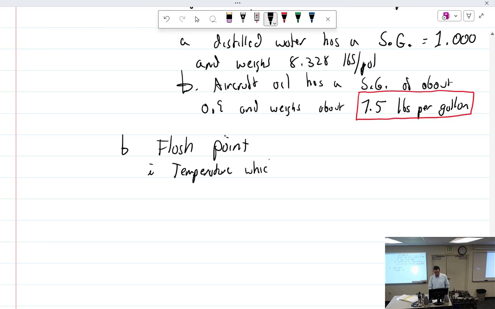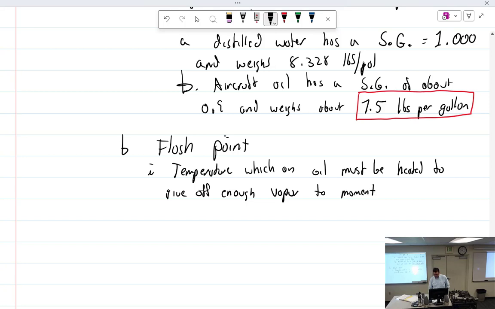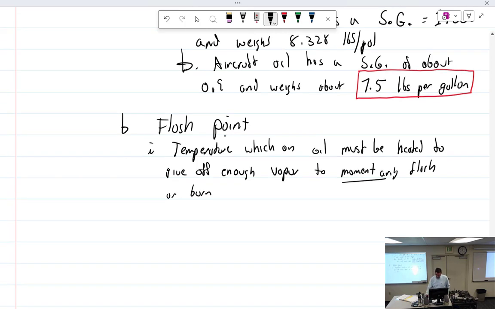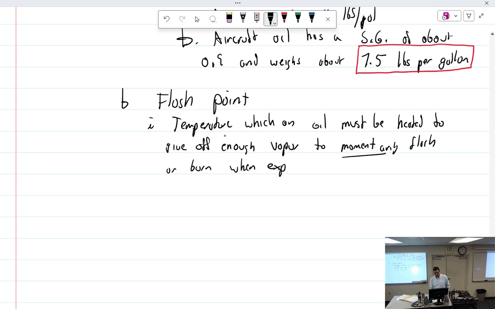Temperature at which an oil must be heated to give off enough vapor to momentarily flash. Momentarily flash or burn. It's both momentary. Flash or burn when exposed to a flame. So would you want your aircraft oil to have a high or low flash point? High. All right.